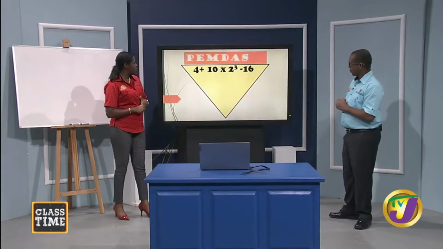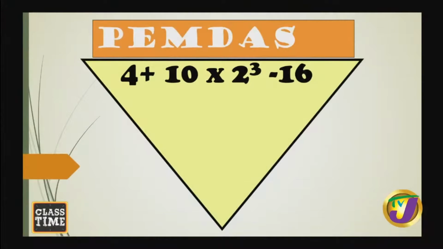So tell me the operations you're seeing here. I'm seeing exponents, 2 to the third power. Yes. I'm seeing a multiplication. Yes. I'm seeing addition and subtraction. Good. Now, the fact that there are no parentheses here, which operation do you think would go first?